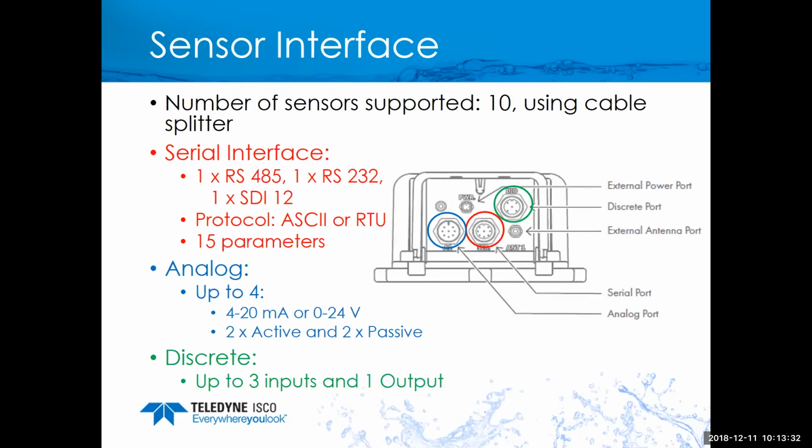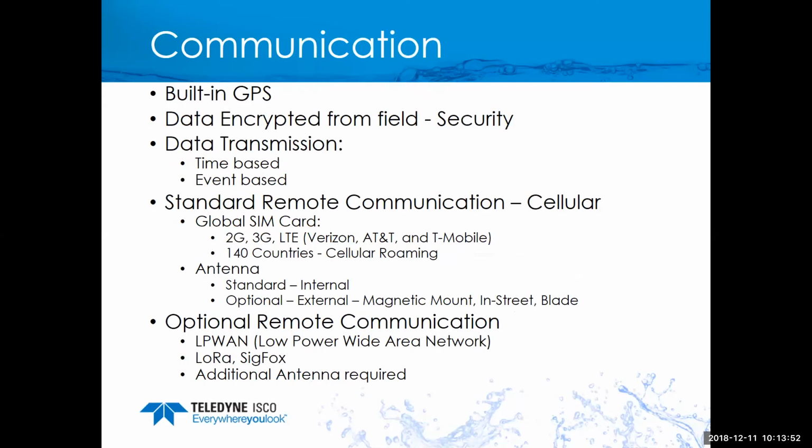Multiple discrete inputs, meaning we could monitor for contact closures or other devices. So water touches a contact closure to trigger an alarm that the water has reached a certain level in the pipe or in the vault. Built-in GPS, meaning once you've installed it, the sensor would show the location of the meter or the logger. The data is encrypted from the field. We can do event-based or time-based pushing of the data transmission.